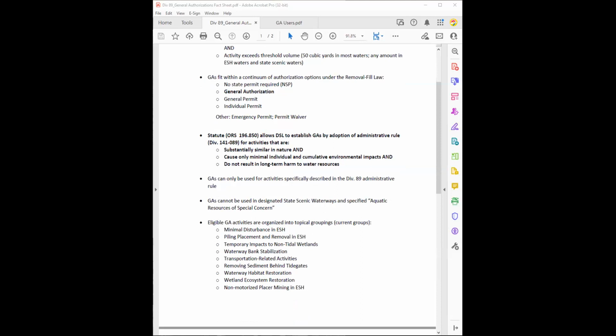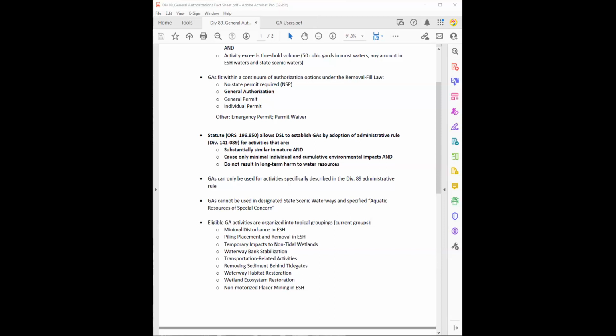Okay, let's turn our attention now specifically to general authorizations. By statute, DSL is allowed to establish general authorizations by adoption of administrative rule. And we can create these general authorizations under, again, a three-part test. We can create them for activities that are, first, substantially similar in nature, so a group of activities that share a lot of common characteristics. Secondly, that group of activities can only cause minimal individual and cumulative environmental impacts. And thirdly, those activities cannot result in long-term harm to water resources.